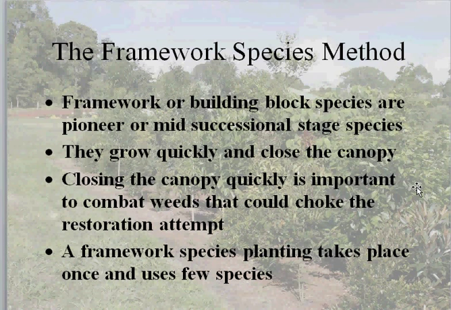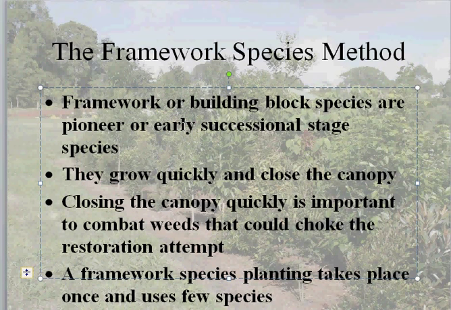So by using these pioneer or early successional stage species, we minimize the time which is spent in maintenance, which can be where most of the money is also spent. So if we can plant trees which grow quickly, close a canopy quickly in the minimum amount of time, then we need to spend less time weeding and maintaining that site.